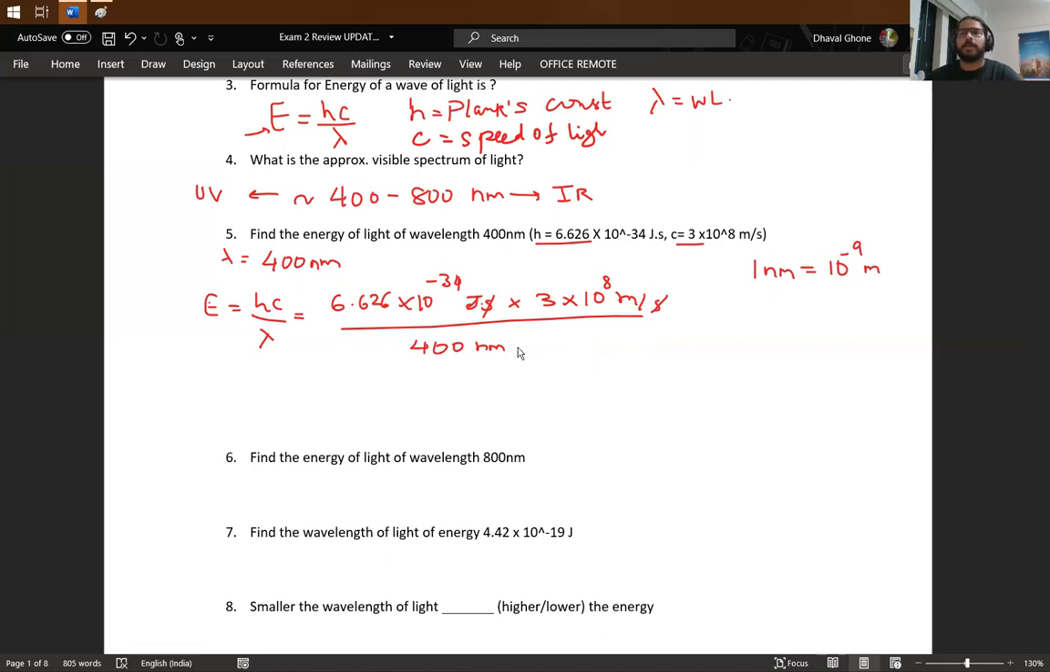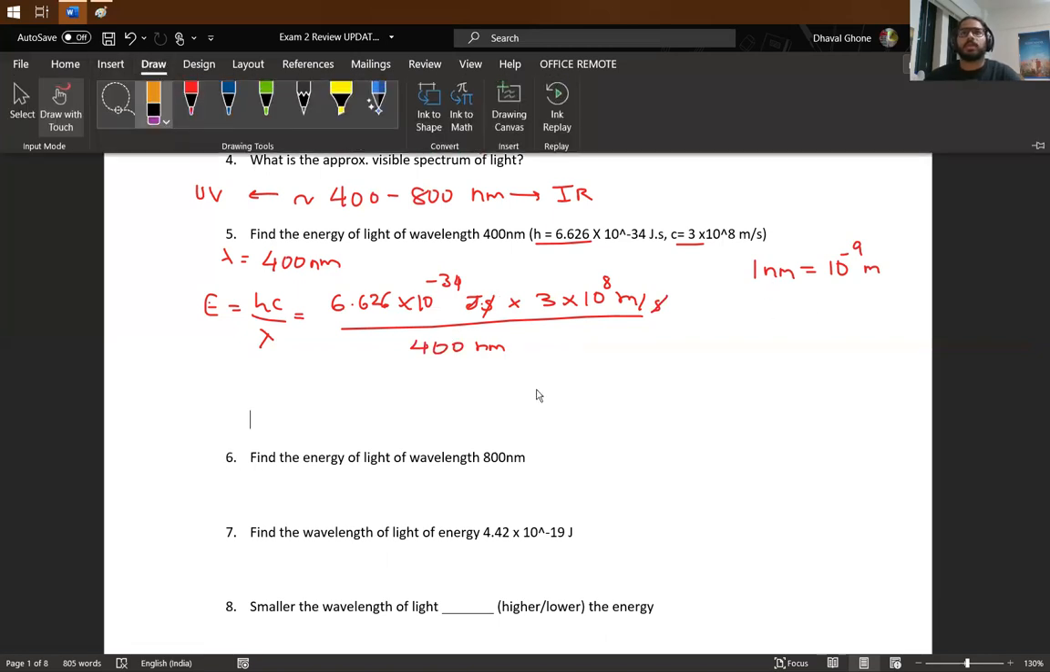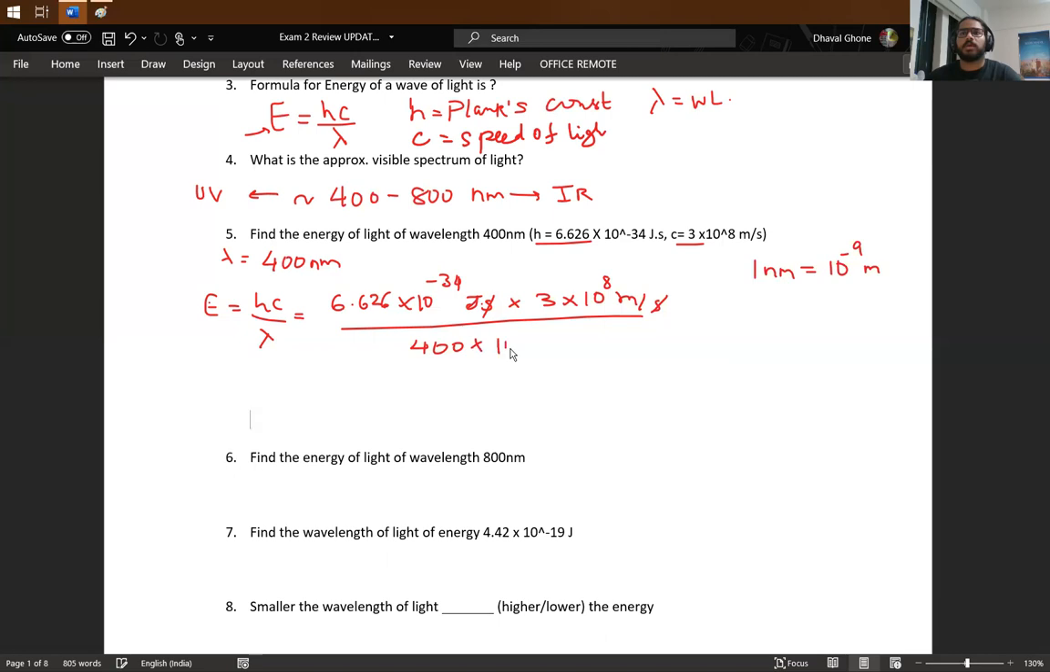I'm going to plug this over here. So this would become, I'll erase this off, 400 times 10 to the power negative 9 meters. And then to do this math, what I do first is in my calculator, I will only plug in the non-power numbers. So I'll do 6.626 times 3, divided by 400, and that gives me 0.0496 and something ahead of that.